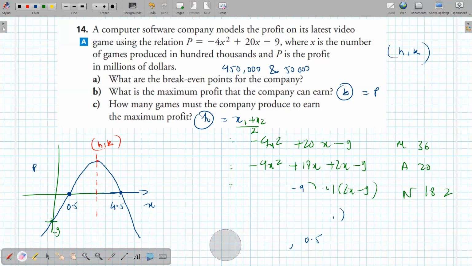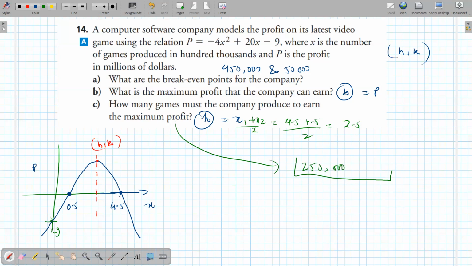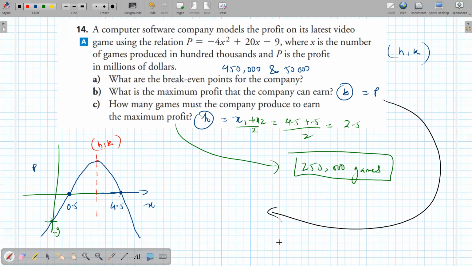So what's the midpoint between 4.5 and 0.5? 2.5, right? You can just do 4.5 plus 0.5 over 2. That's going to give you 2.5. That means you must sell 250,000 games. 250,000 games must be sold for maximum profit. Now, how do you find the maximum profit? We have the h value. How do you find k?